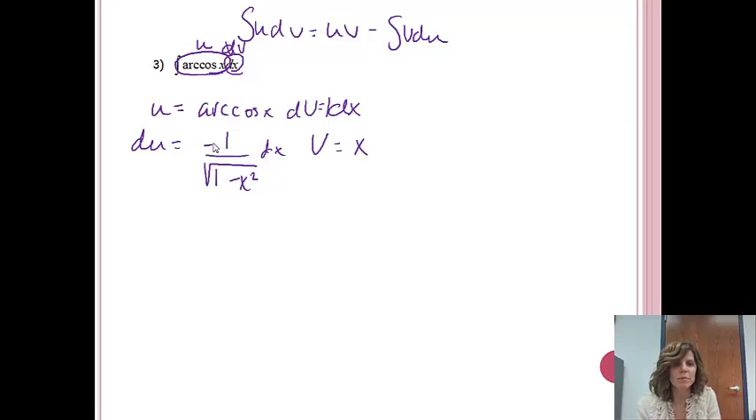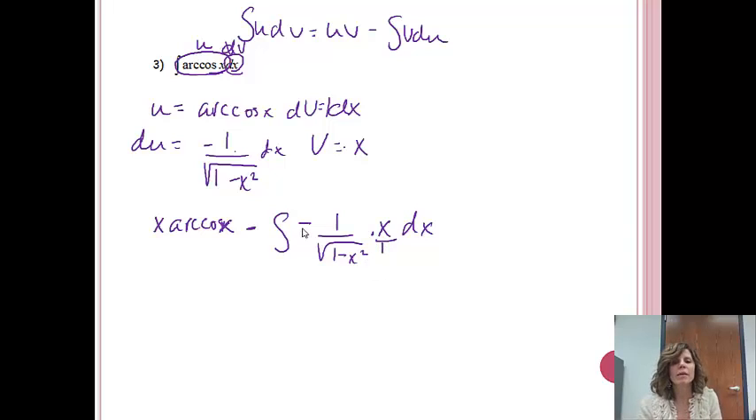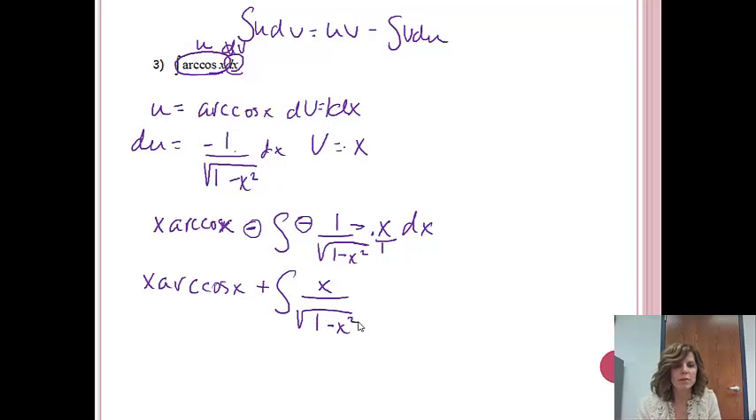So I'm going to do u times v, which I'm going to have x arc cosine x, and then minus the integral of v times du. So negative 1 over the square root of 1 minus x squared times x dx. All right, I'm going to put a 1 underneath there, and I'm going to simplify it. I do know this negative on the inside and the negative on the outside can cancel, so this is going to become x arc cosine x plus, and then if I multiply straight across, I'll get x over the square root of 1 minus x squared.